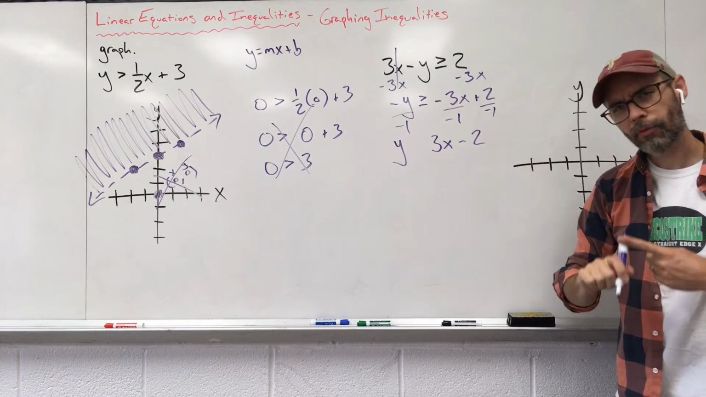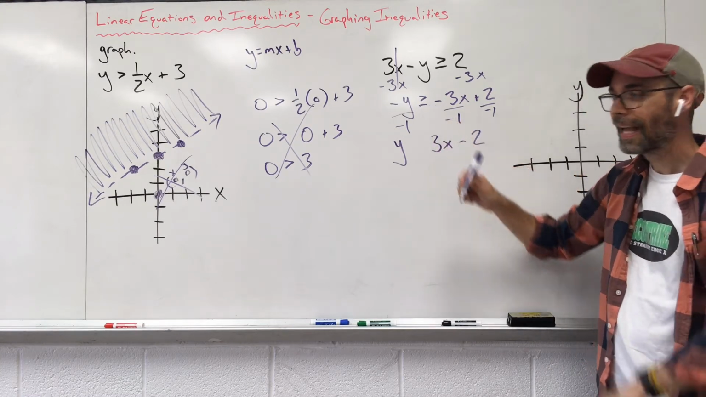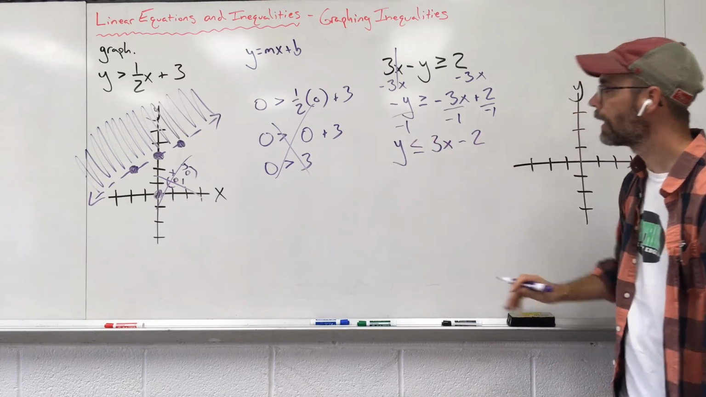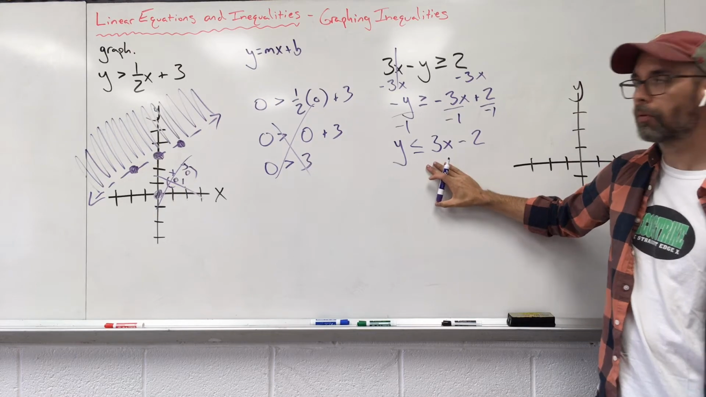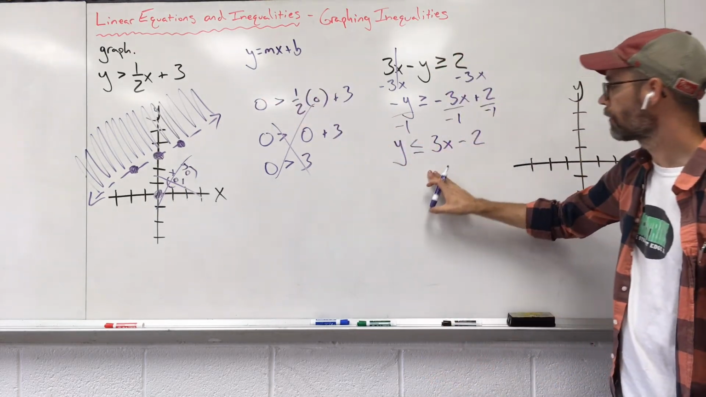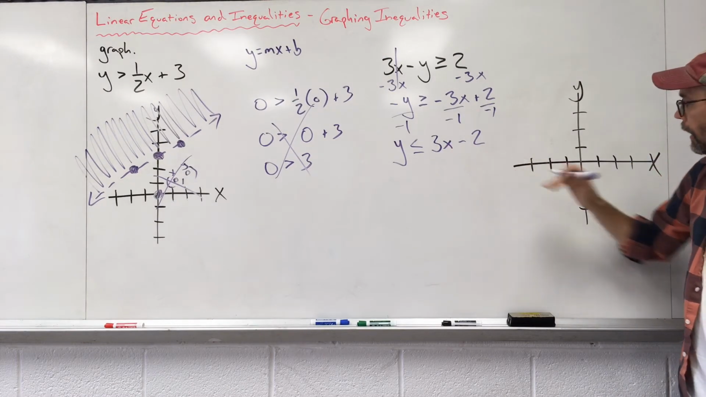But what else happens when you divide by a negative? When you multiply or divide by a negative, our inequality sign has to flip. So let's rewrite it the other way. Now our problem looks just like slope-intercept form. Now I can graph. Start off with our y-intercept, our b, -2.